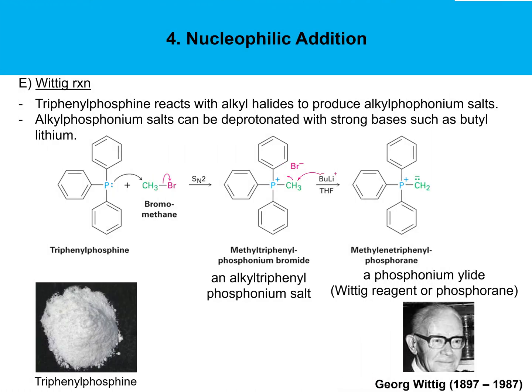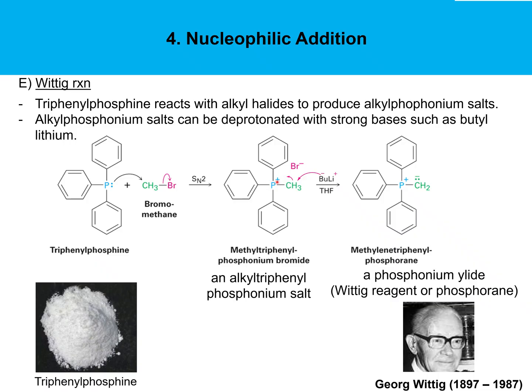Another important reaction in organic chemistry is called the Wittig reaction. This reaction starts off with triphenylphosphine. We add that to an alkylating agent such as methyl bromide. Through an SN2 reaction, this phosphorus will attack the carbon, eliminate the leaving group, and form a phosphonium salt.